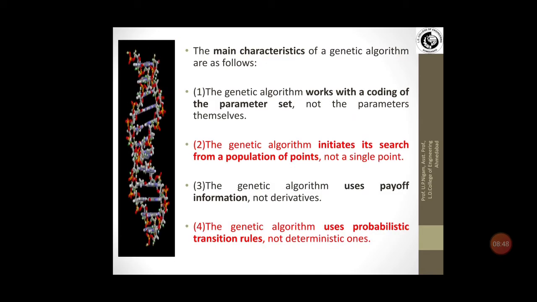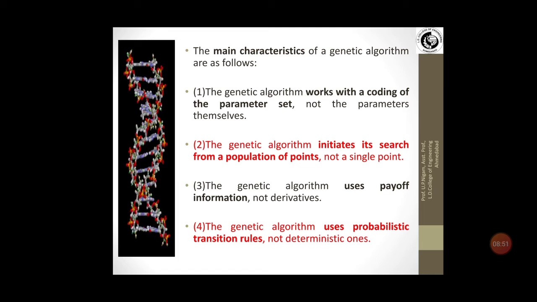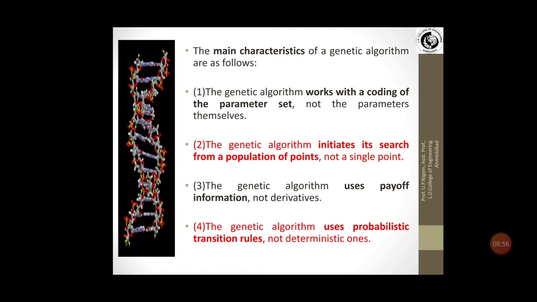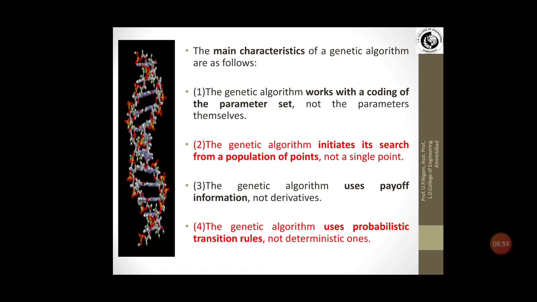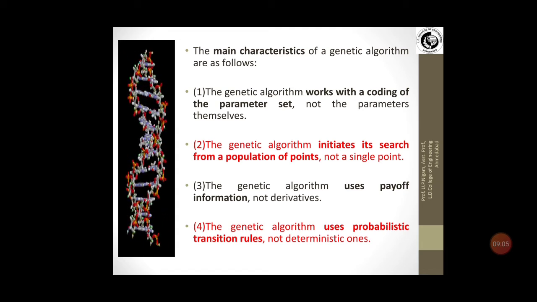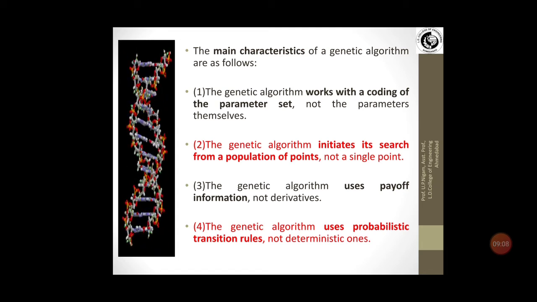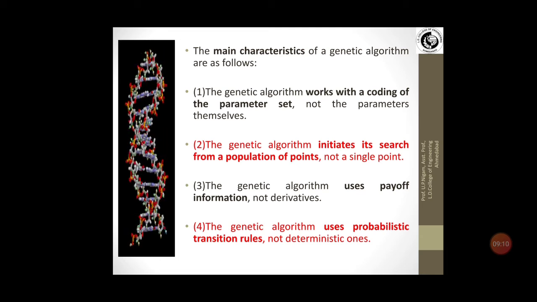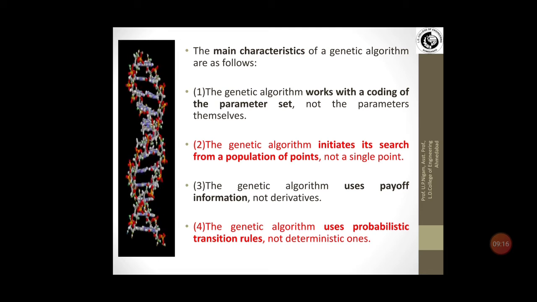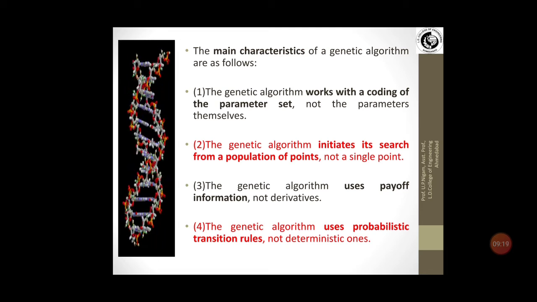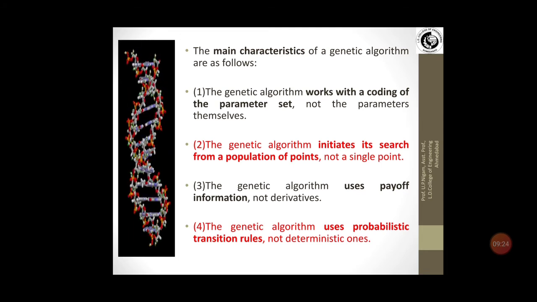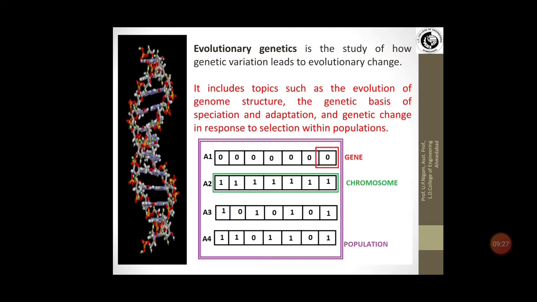Then the main characteristics of the genetic algorithm are as follows. The genetic algorithm works with a coding of the parameter set, not the parameters themselves. The genetic algorithm initiates its search from a population of points, not a single point. That is the beauty of the genetic algorithm. The genetic algorithm uses payoff information, not derivatives. The genetic algorithm uses probabilistic transition rules, not deterministic ones. Means it randomly selects something and then categorizes the solution or optimum solution of a particular complex problem.